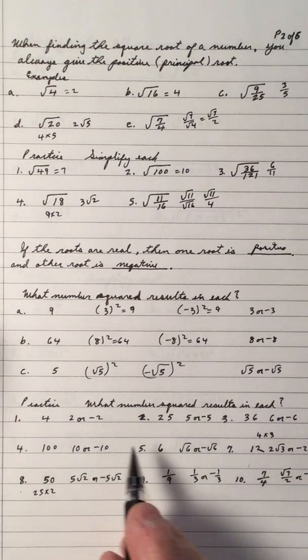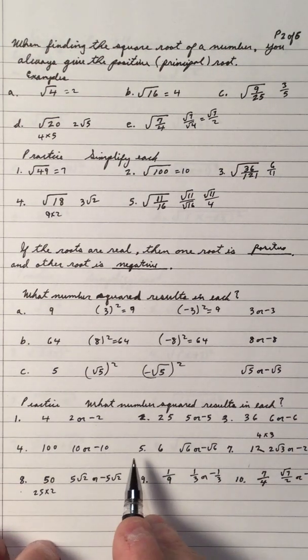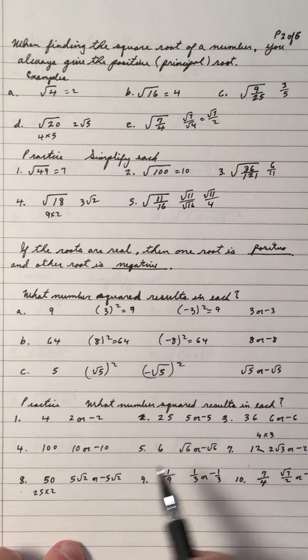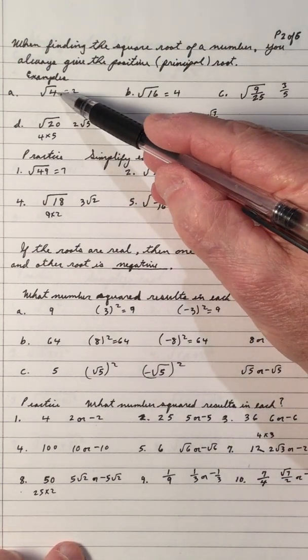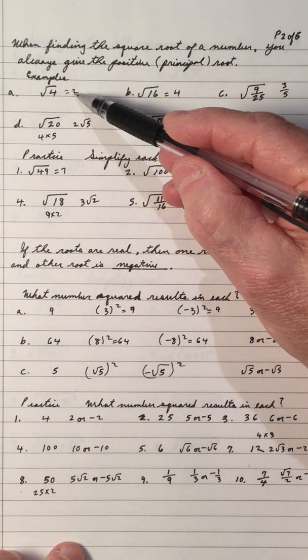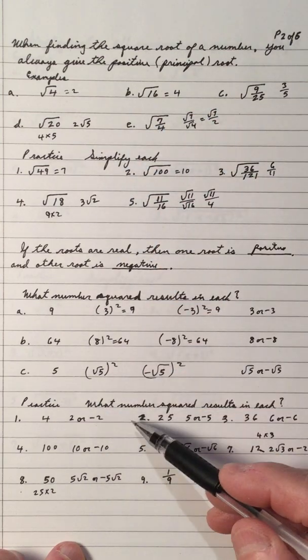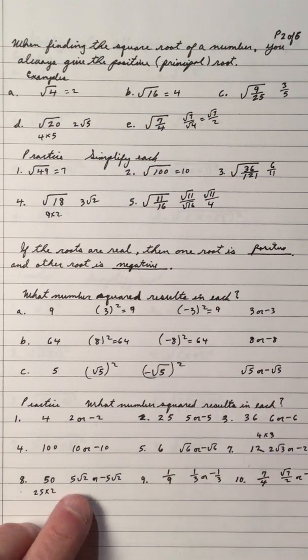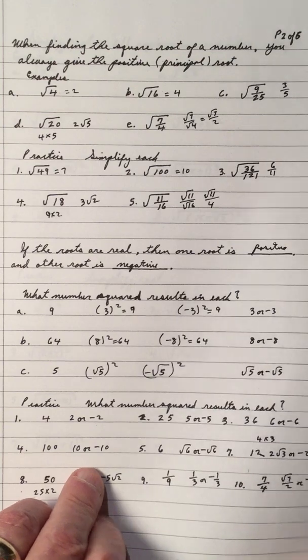So if you're asked what numbers will work out, then you have to have the plus minus. But if you're given the root, like up here, you can only have one answer, which is 2. But if you're asked for what numbers, you can have the plus or the minus. Let's continue.